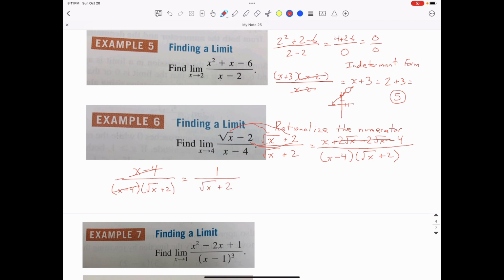Now when I plug in that 4 with direct substitution, I have 1 over the square root of 4 plus 2. That'll become 1 over 2 plus 2, since the square root of 4 equals 2, which equals 1/4. So the limit of this function as we approach 4 is 1/4.